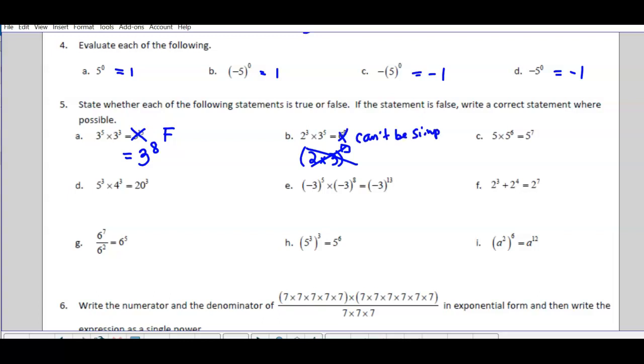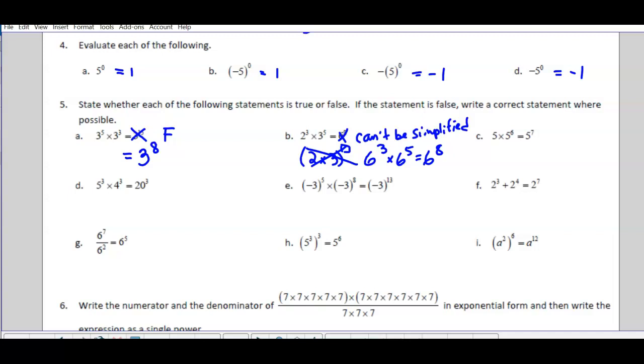You can evaluate it. But you can't actually simplify it like that. If you wanted it to be 6 to the 8, you'd actually have to make that 6 cubed times 6 to the 5th equals 6 to the 8. That's the only way to get 6 to the 8.